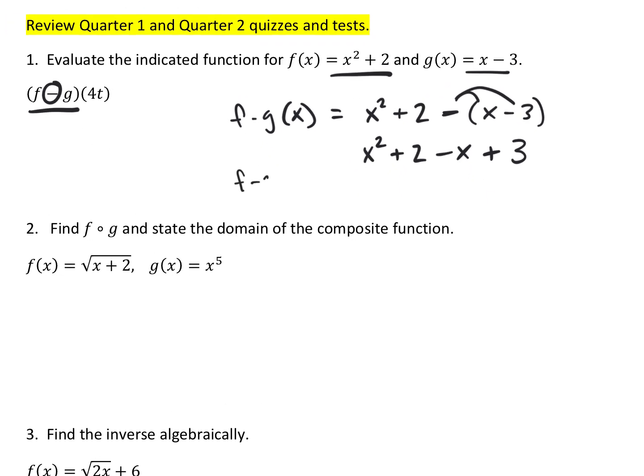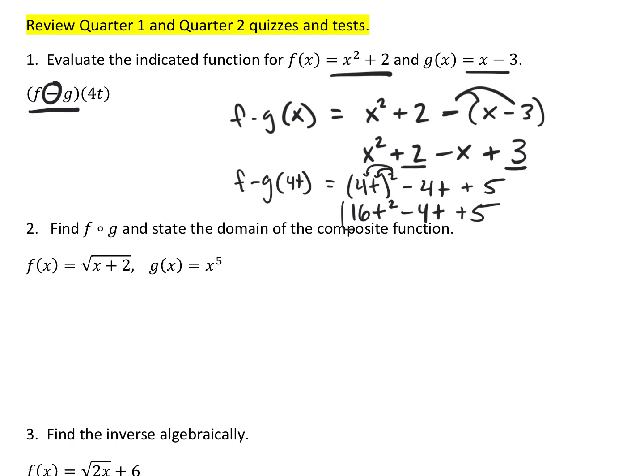To find f minus g of 4t, we're going to take 4t and plug it into all of our x's. So we have 4t squared. I'm going to kind of do 2 steps in one. I'm going to combine my like terms, but minus 4t, and then 2 plus 3 would be plus 5. Last step is this would be simplified. So don't forget, square the 4 and square the t. So this would be 16t squared minus 4t plus 5. So that would be our answer.